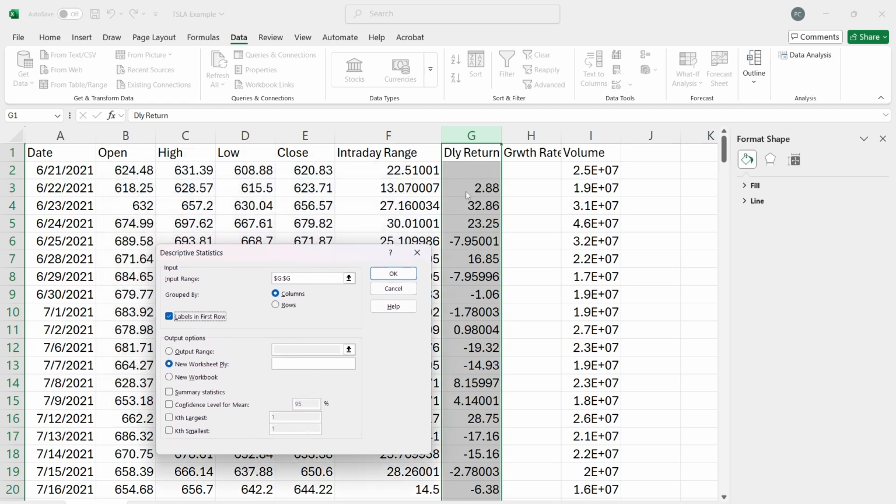So notice, of course, I can't calculate the daily return for the first day because it would ask how much this closing price is above what it was the previous day. I don't have the previous day. So I'll go ahead and say, send it to a new worksheet, give me summary statistics, and then I'll click on the OK button just to see if it works with that blank cell sitting right there, looking so intimidating.